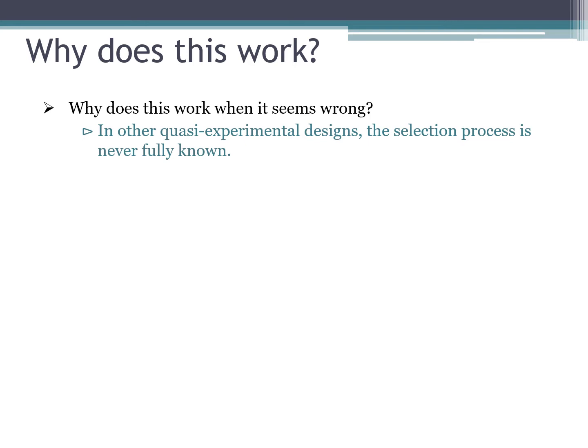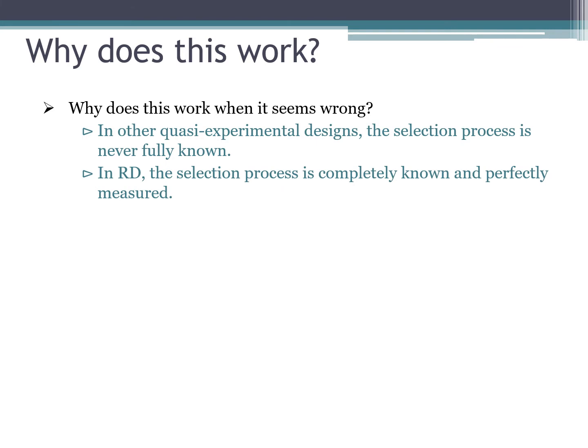In the absence of the ability to randomize, we use quasi-experimental designs, and we try to create two groups that are as equal as possible, but we don't know truly what that selection process is. We might allow people to select into groups and assume that they're selecting randomly, but we would have concern that there might be some other mechanism, like motivation or desire to succeed, that might be driving that assignment process. In regression discontinuity, that selection process is completely known and perfectly measured. Now, there are some caveats to that.